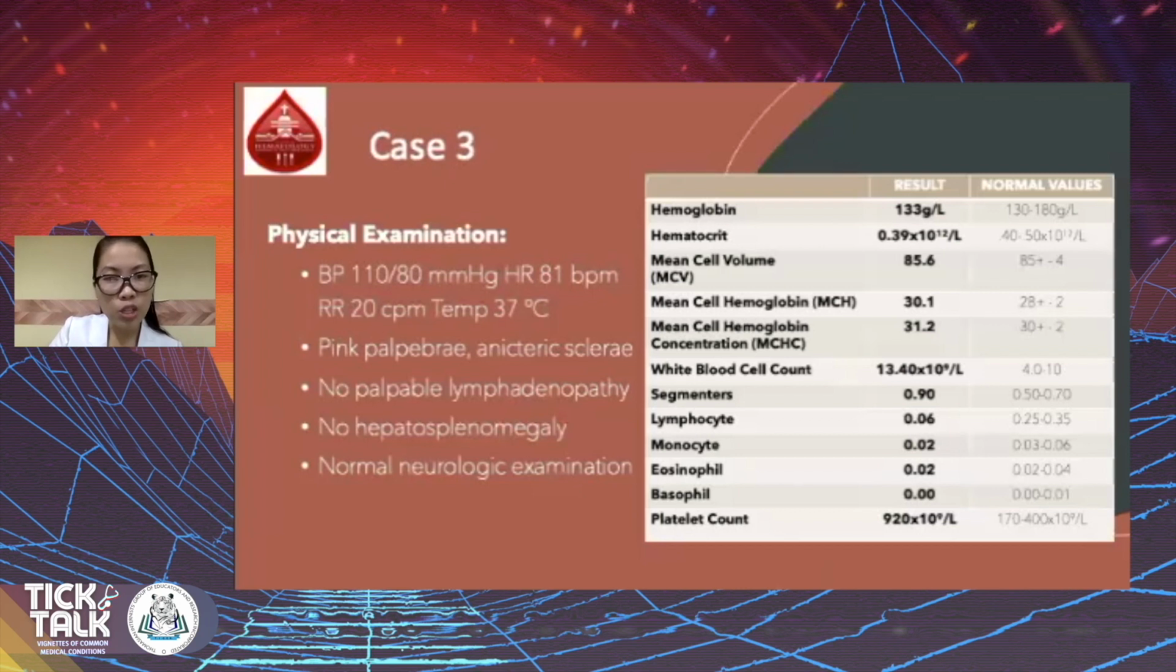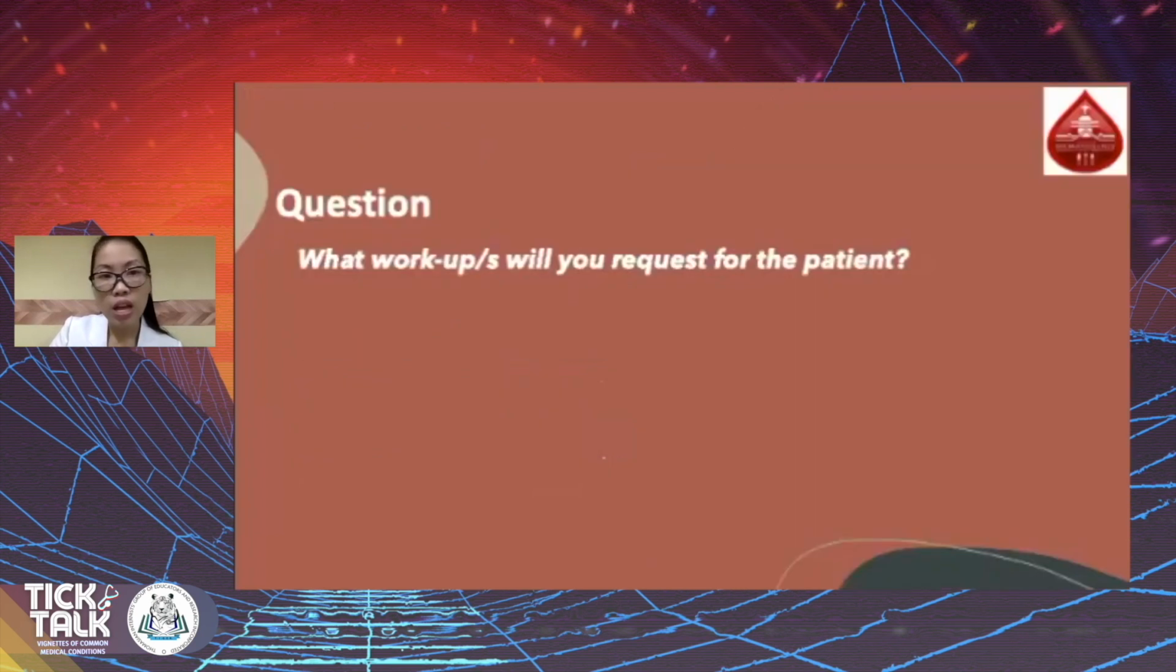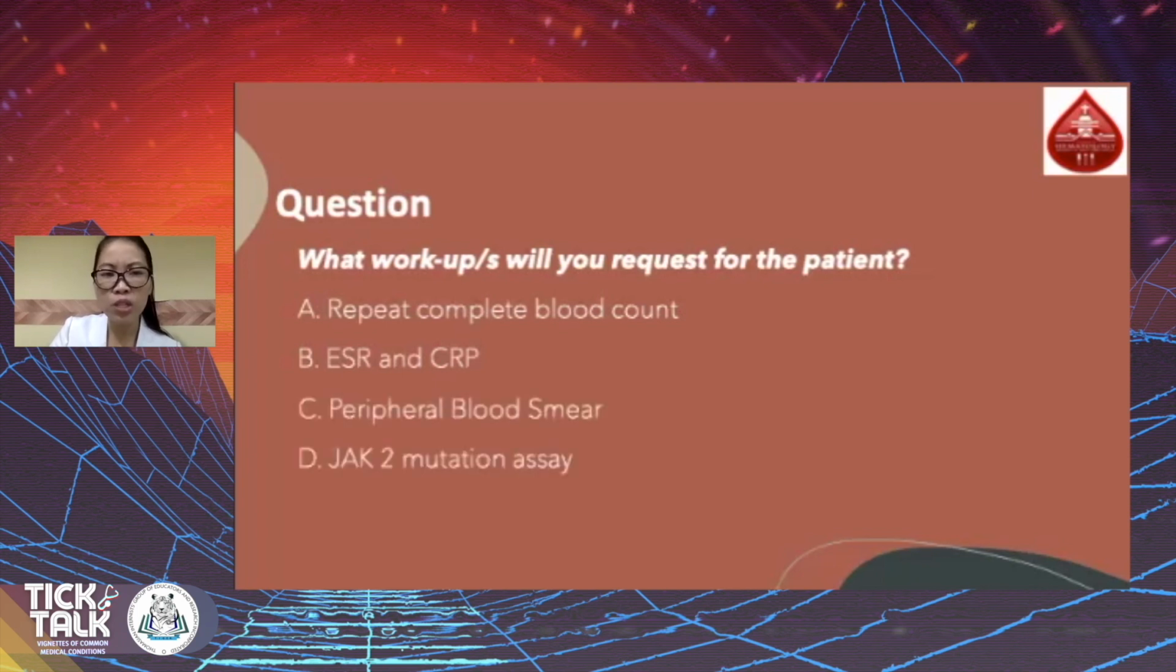Physical examination is otherwise non-contributory, and her CBC is as follows. She has a normal hemoglobin, mild leukocytosis of neutrophilic predominance, and an elevated platelet count of 920 with widened MPV. What workups or diagnostics will you request for this particular patient? Shall you request a repeat CBC? Shall we do an ESR or CRP? Shall we perform a peripheral blood smear or proceed immediately to JAK2 mutation assay?